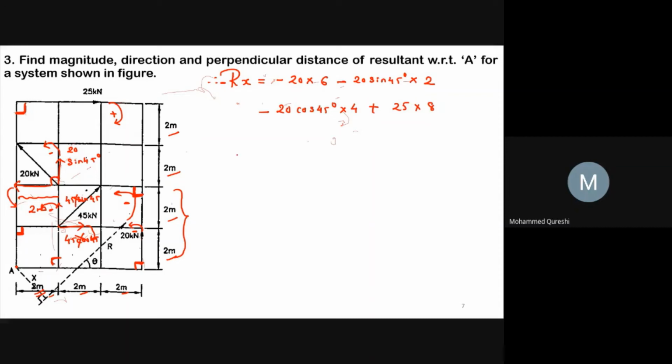So after putting the value of R that we calculated in the previous step as 78.56 kilonewton, we will get the value of x as 0.062 meter from point A.